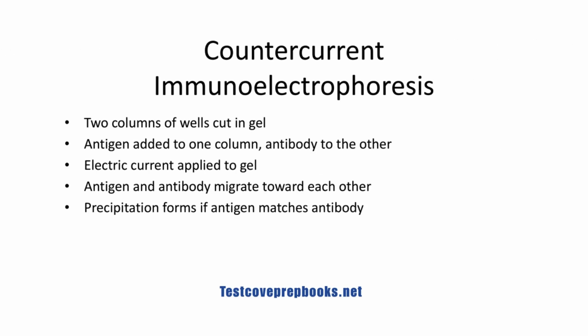Countercurrent immunoelectrophoresis. In this method, 2 columns of wells are cut into the gel. Antigen is placed in one column and antibody in the other. When an electric current is applied, the antigen and antibody move toward each other. If they match, they form a visible line of precipitation.